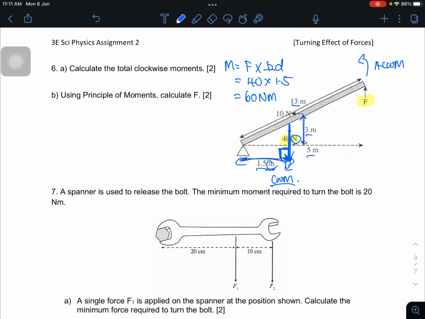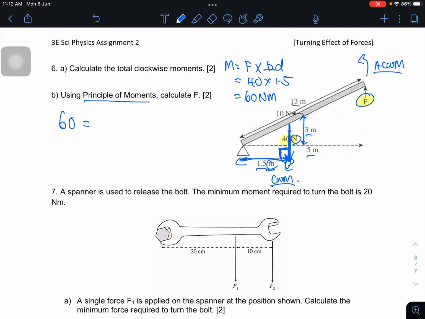Now they want you to calculate the value of F using the principle of moments, because this is considered as balanced. It's not tilting, it is held in this position. So how do I find it? I'm going to use clockwise moment equals to anti-clockwise moment. Previously we already found the clockwise moment, which is 60 Newton meter. Anti-clockwise must be due to the F, as we established earlier.